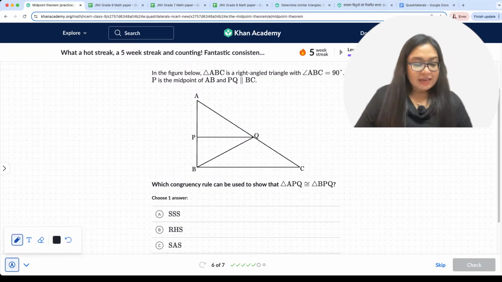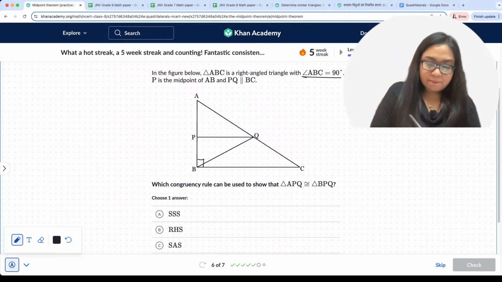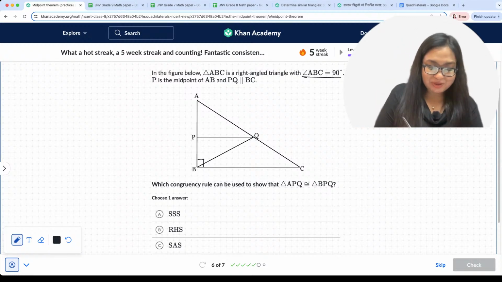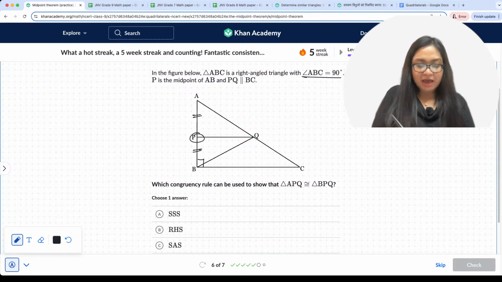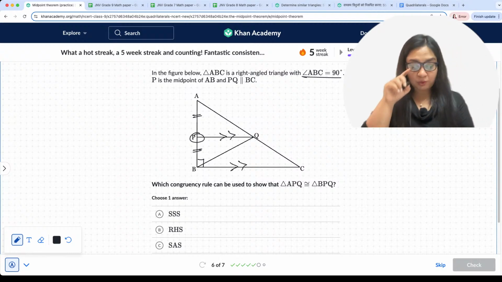Here, in the figure below, triangle ABC is a right angle triangle with angle ABC equal to 90 degrees. So angle ABC is 90 degrees. P is the midpoint of AB and PQ is parallel to BC. So P is the midpoint of AB, meaning these two are equal, and PQ is parallel to BC, meaning these two lines are parallel. Okay.